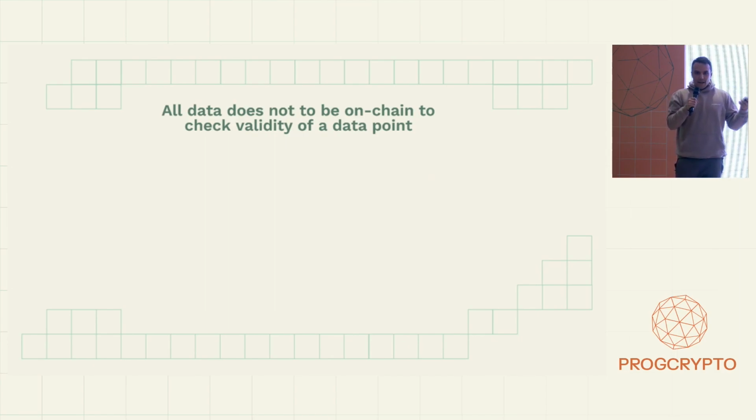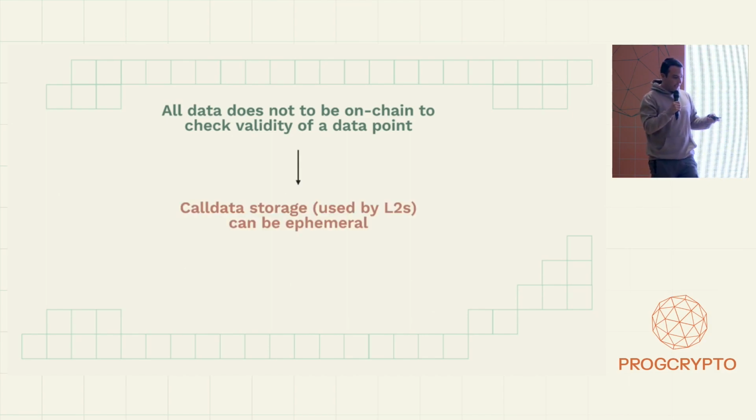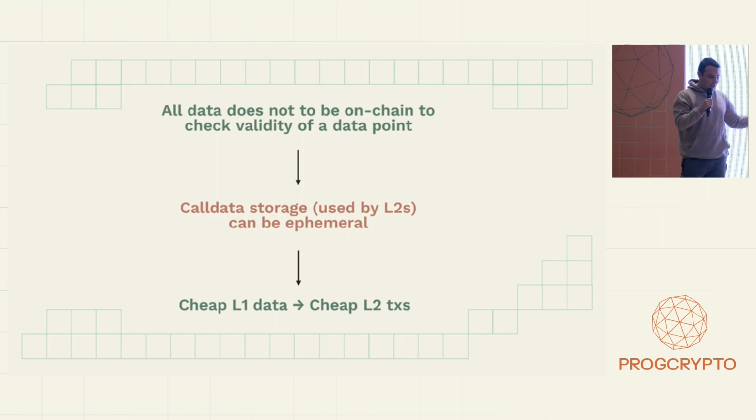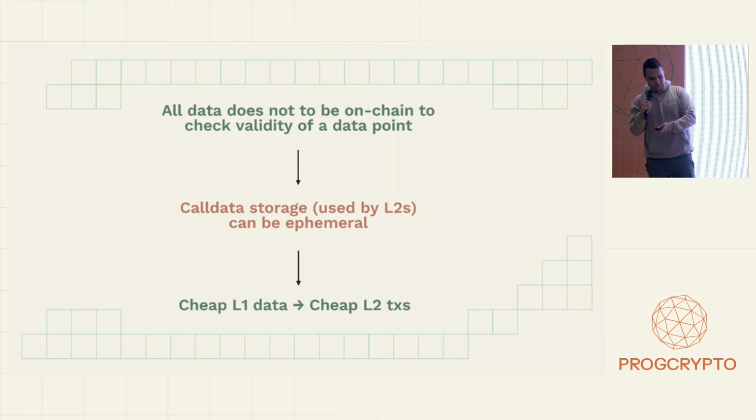In this case, all the data does not need to be on the node, so we can make some kind of storage ephemeral, right? They call that the storage. And if we make it ephemeral, then we can have cheap L1 data. That means that we can have cheap L2 transactions, and we reach our goal.